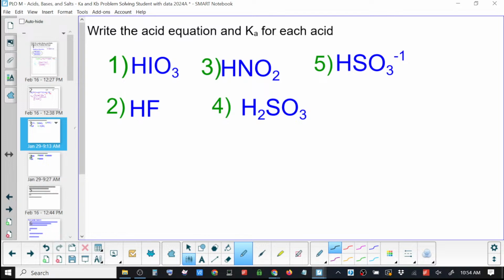That's the Ka, not Keq. Because Keq is like a category. Ka is a specific type of K, that's called Ka. H2SO3. And this one, you didn't write down the Kb. Wait, do we need to do the K? Products over reactants. Yes, it'll always be that.